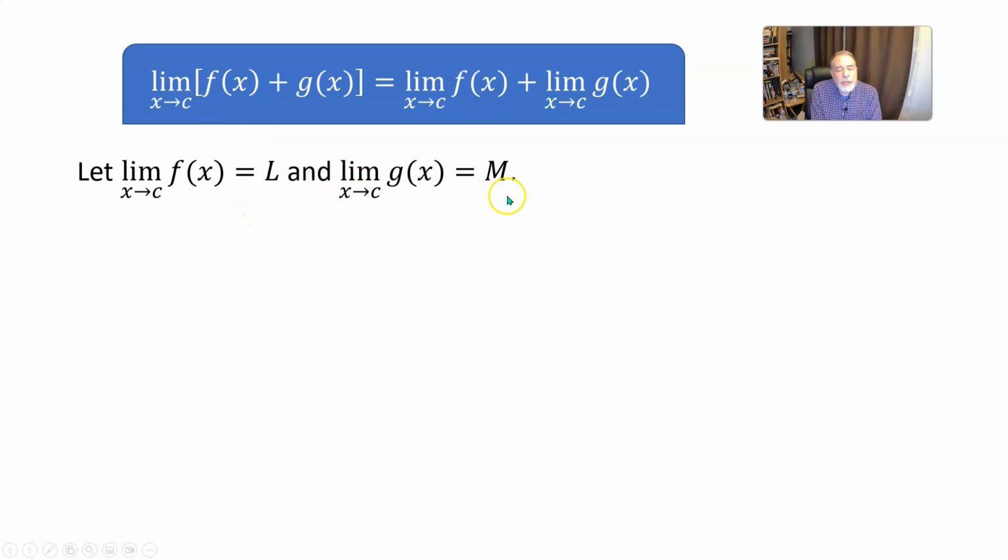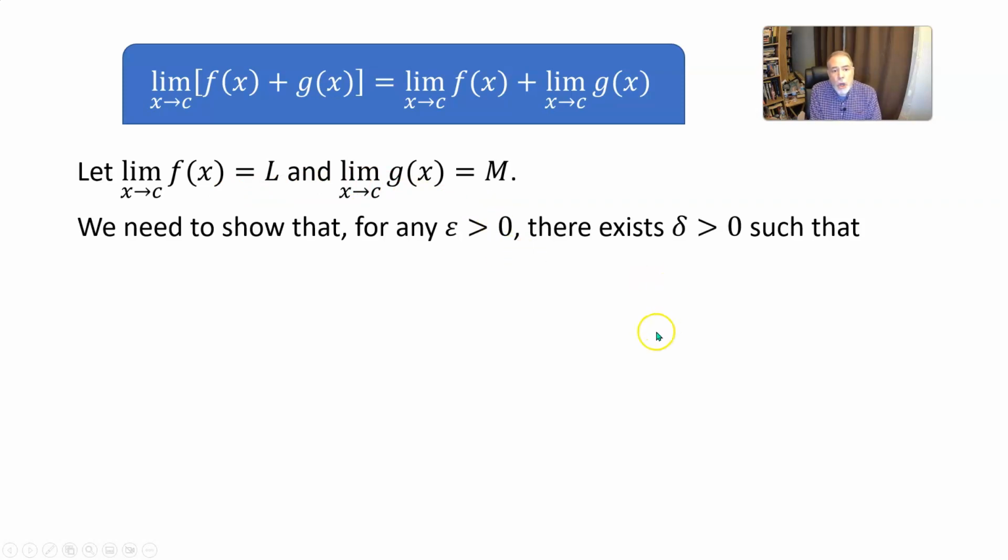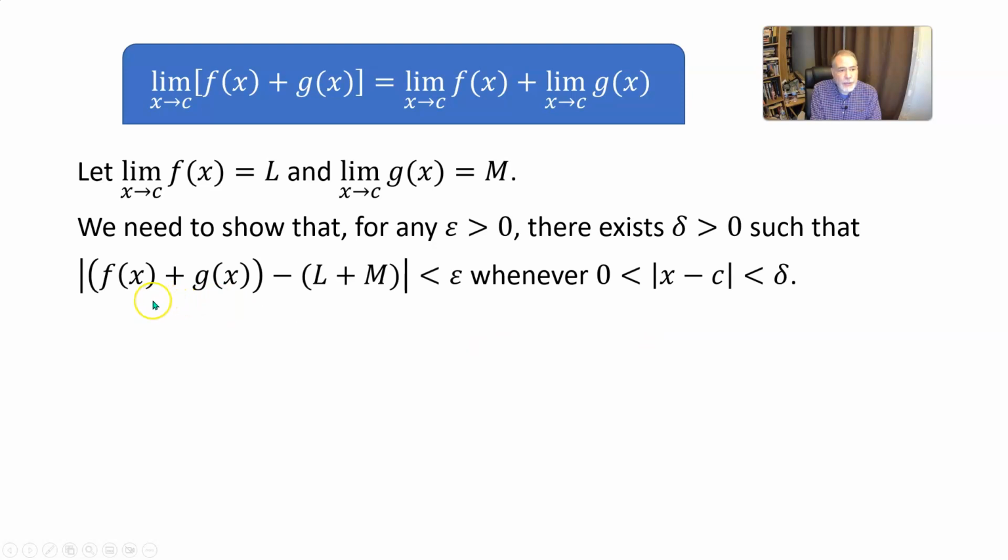So call those individual limits L and M. Let the limit as x approaches c of f of x be L, whatever that is, and the limit as x approaches c of g of x, we'll call that M. So we need to show that for any epsilon greater than 0, there exists delta greater than 0 such that the absolute value of f of x plus g of x minus L plus M is less than epsilon whenever 0 is less than the absolute value of x minus c is less than delta.